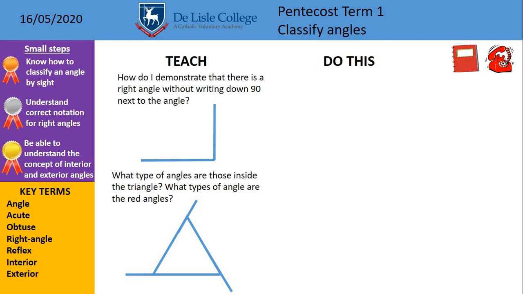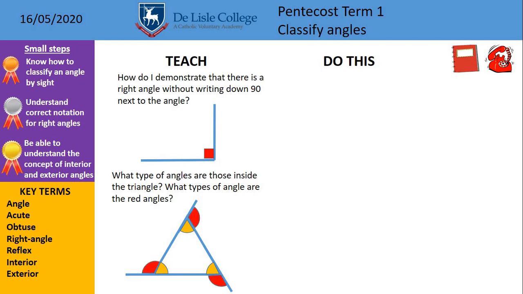So, how do we demonstrate there's a right angle without writing 90 next to the angle? We're going to draw our little square on there. Okay, and on this second part here, we've got some lines here that meet nicely to get a triangle. What types of angles are those inside the triangle, and what types of angle are the red ones? So inside there, we would have 3 acute angles. There are 3 angles, and they're all less than 90 degrees. And remember, a triangle, its interior angles, those are the inside ones there that we've highlighted, they will add up to be 180 degrees.